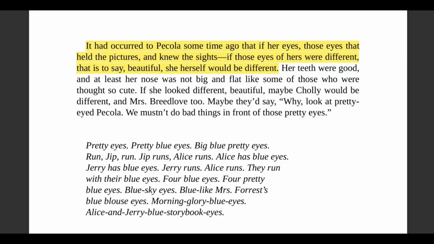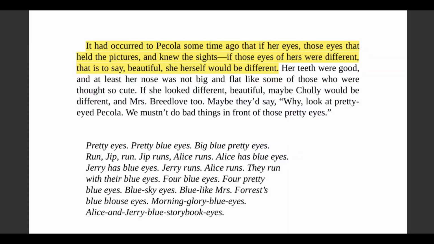First, let's talk about internalized racism, because this is honestly at the core of Piccola's story. Piccola doesn't just experience racism from other people, she starts believing it herself. She truly thinks that her life is painful because she's black, and that if she were different, everything would be better. There's a line in the novel that shows this clearly. Morrison writes, "It had occurred to Piccola some time ago that if her eyes, those eyes that held the pictures and knew the sights, if those eyes of hers were different, that is to say, beautiful, she herself would be different."